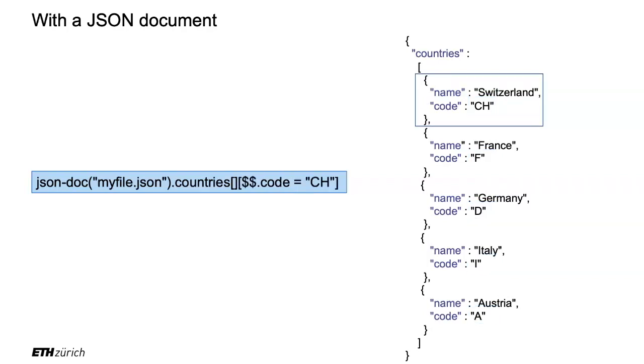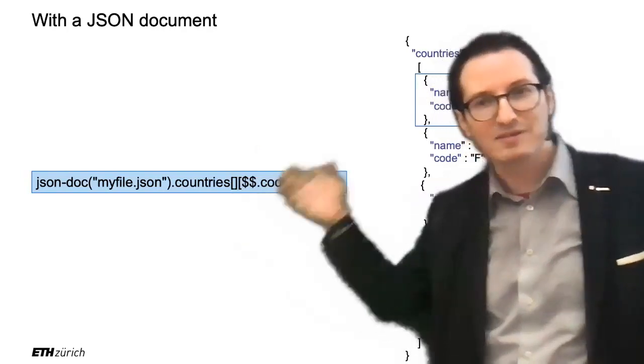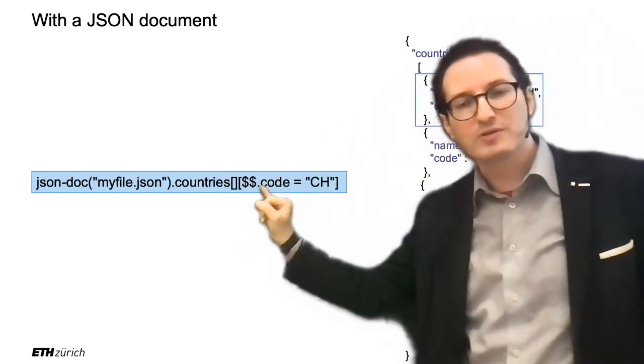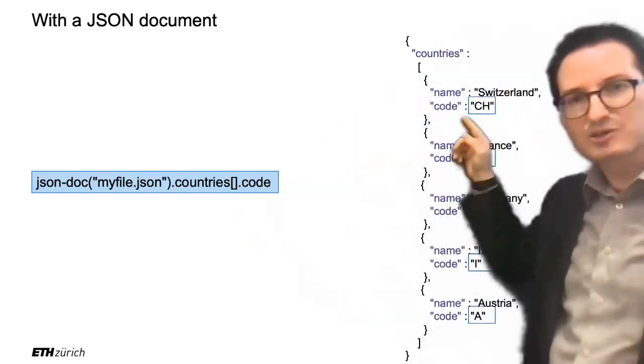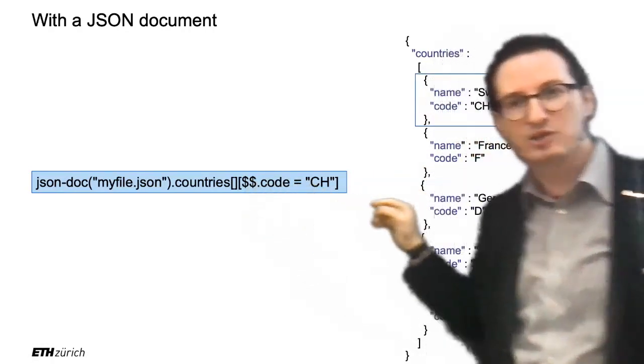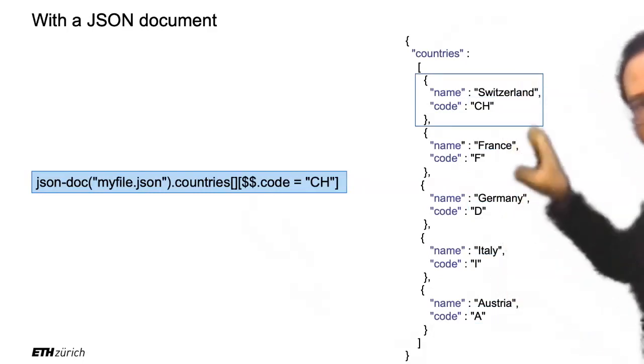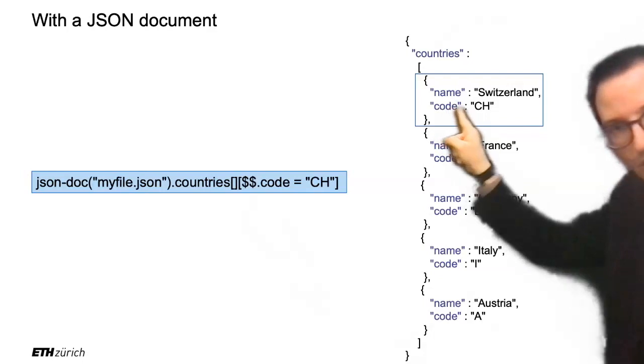Then I can also use predicates. This is a filtering predicate, where I'm just giving a criterion here, and I just want to have the $$ is whatever I'm looking at, one by one. I just want to select the objects so that when I do dot code, when I look at the code field, I find CH. So this is going to pass. This is fading, fading, fading, fading. So the only one that survived is this because code is CH.